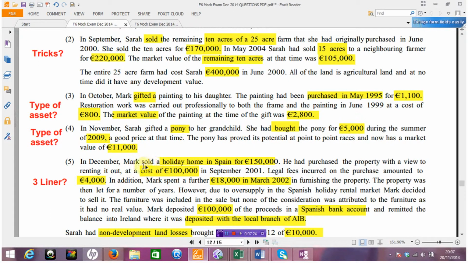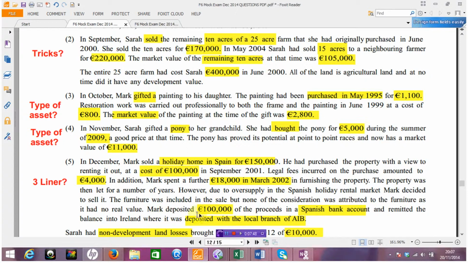We can see that there's disposal proceeds of 150. We can see that there's a cost of 100, and then some more costs in terms of legal fees of 4, and we can also see that there's an enhancement. So on first principles we would have been able to gain quite a lot of the marks just for laying out a fairly straightforward three-liner, obviously subject to any indexation relief that's relevant.